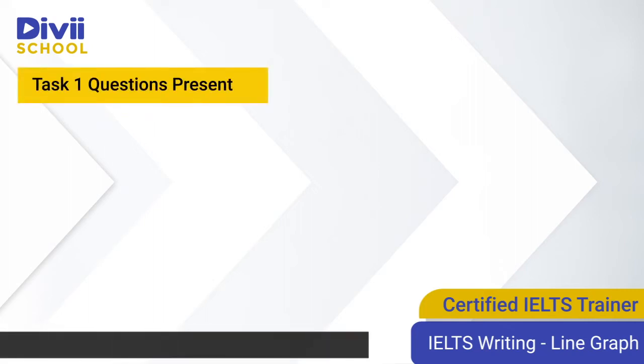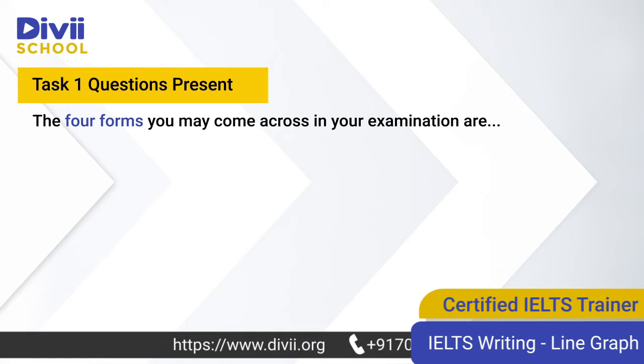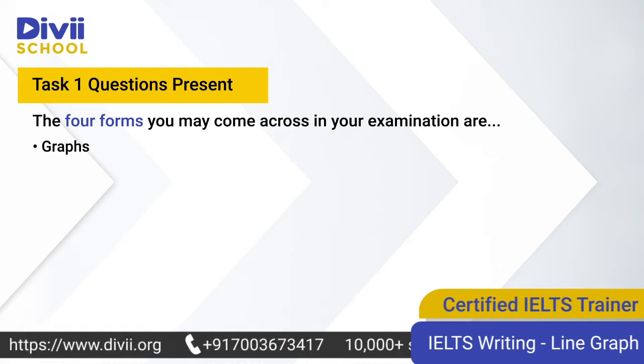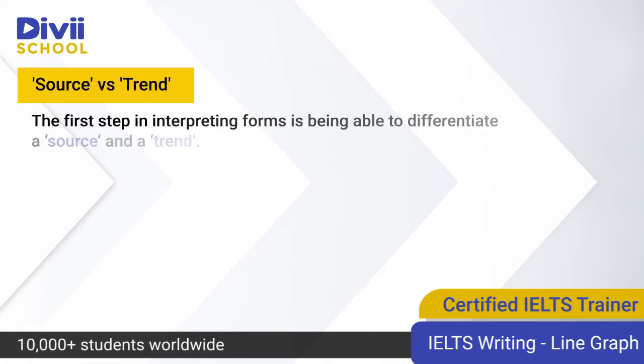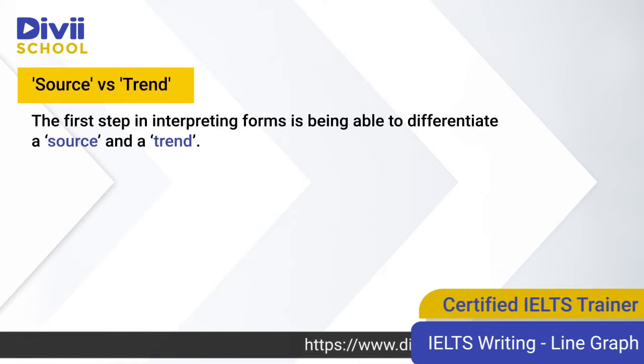Task 1 questions present data in various forms. 4 forms that you may come across in your IELTS exam are graphs, tables, charts, and diagrams. The first step in interpreting forms is being able to differentiate between a source and a trend.